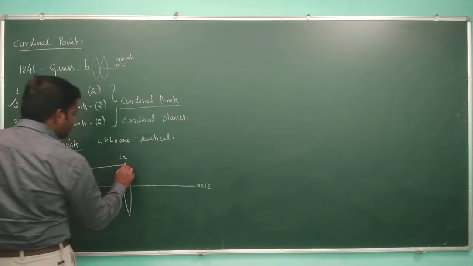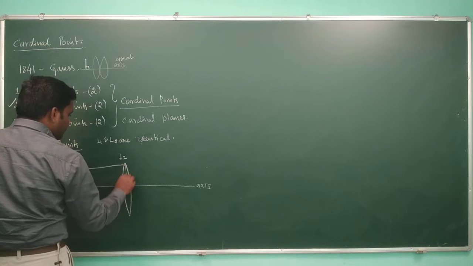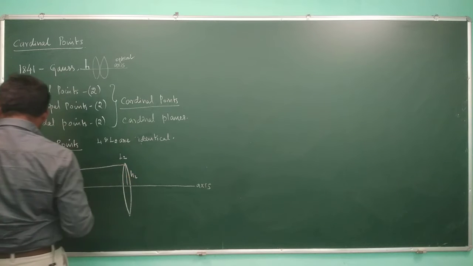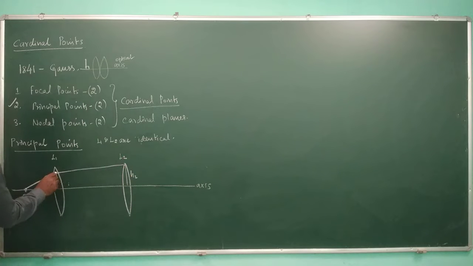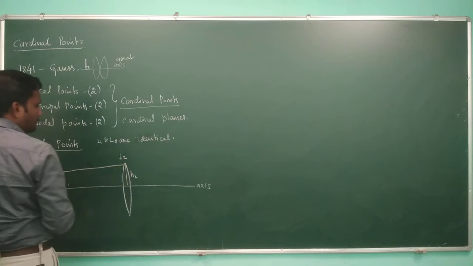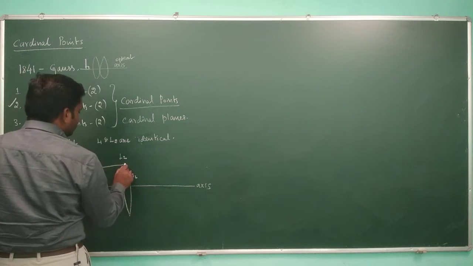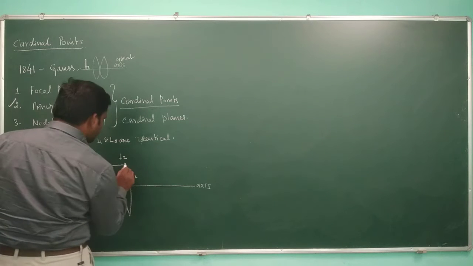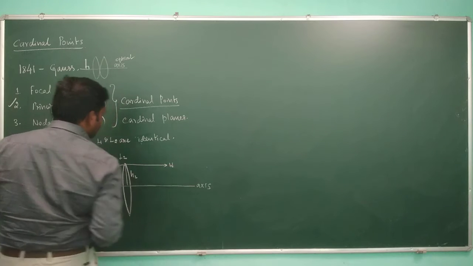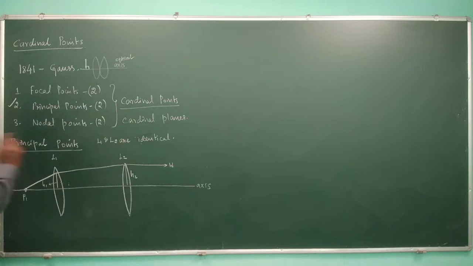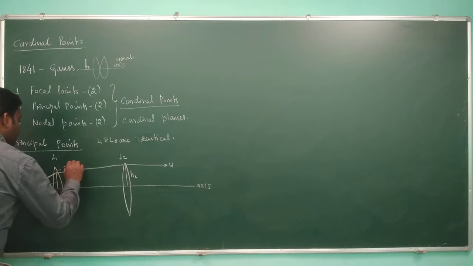Then it touches lens 2 at height h2. Here the first refraction takes place, and here the second refraction takes place. After the second refraction, it travels exactly parallel. This is the ray W. Now, assume that it is not getting refracted. What would be the direction it will take? It will take the direction like this.